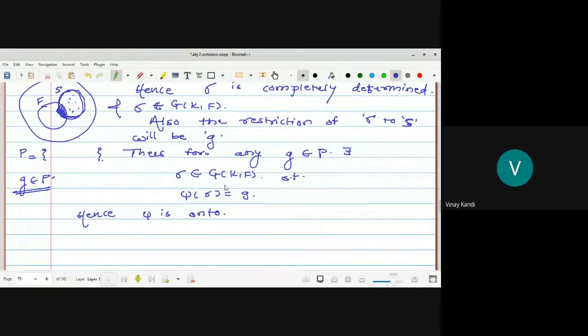In the third step, we have to prove that theta preserves the composition. To prove that, sorry, theta not psi, psi preserves the composition.